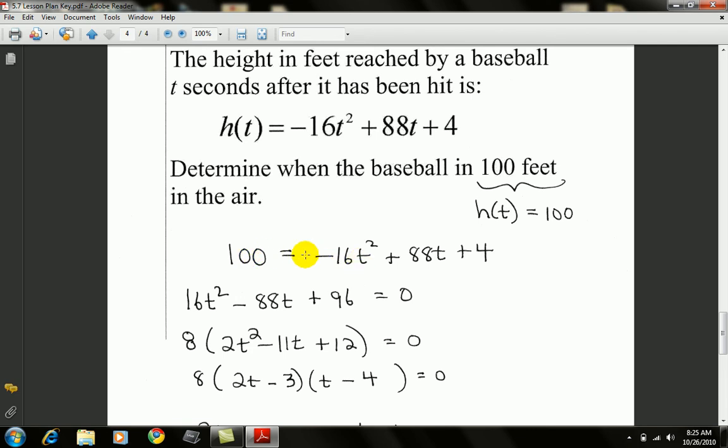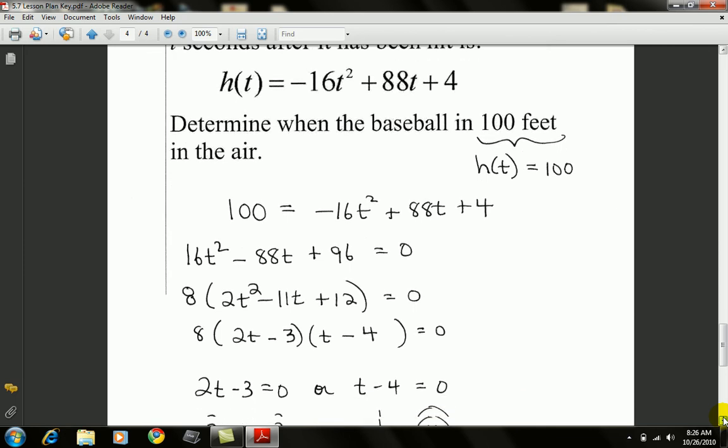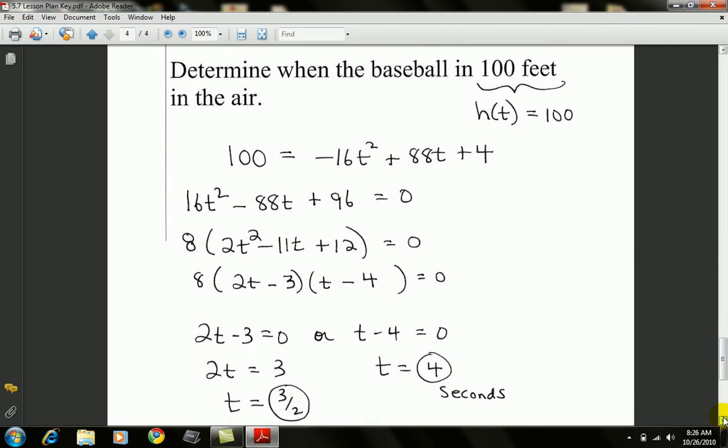Okay? Height equals 100. Now what I'm going to do next, these 3 terms, I'm going to move over to the left-hand side to put it in standard form. I get 16t squared as a positive, I get negative 88t, and 100 minus 4 gives me 96. The next thing I notice, via factoring, I factor out an 8. That's my GCF. In parens I have 2t squared minus 11t plus 12.